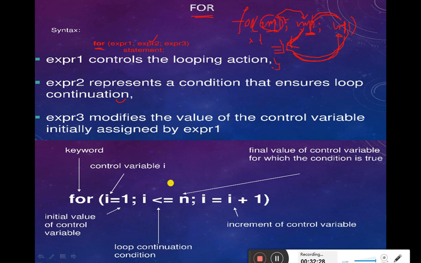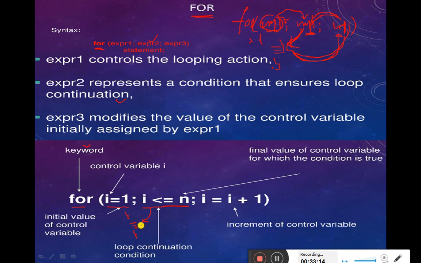Now let us look at a simple example here. So here for is a keyword, I is a control variable which is initially set to 1. So it's expression 1, an assignment statement. So I acts as a loop control variable. Then I have a condition test. It's a Boolean expression, I less than or equal to n. If this condition test is true, it's the loop continuation condition, so the statement in the body of the loop will be executed.